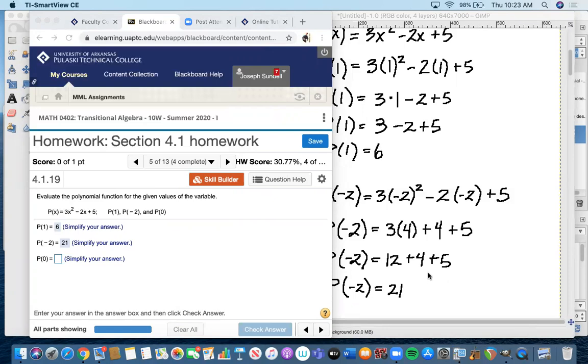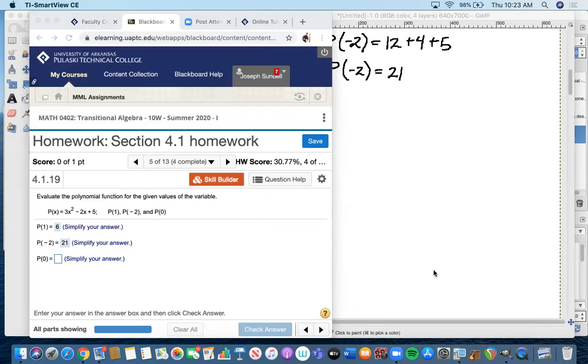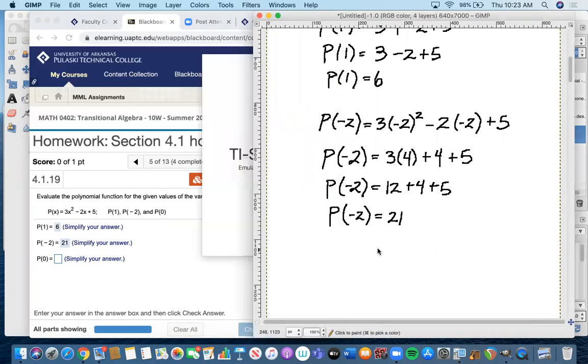Let's see, let me give it a second. I think it's going to warm up here. All right, I'll do p of 0 while we see. Okay, yeah, here it is.